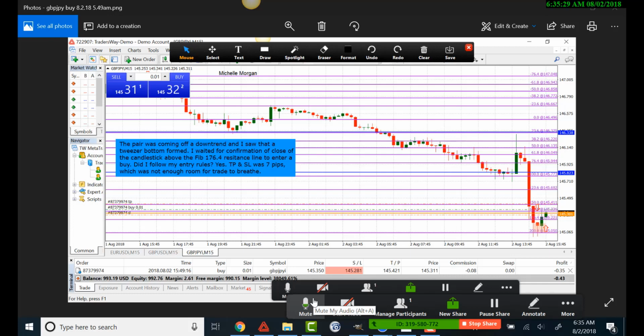Michelle Morgan here with a trade review process of a trade that I entered today. It was a buy on the Great Britain Pound JPY off the 15-minute chart. So as we can see, prior to getting into the trade, there was heavy volume here. This was at 4:45 a.m. This was after a speech by Bank of England Governor Carney.